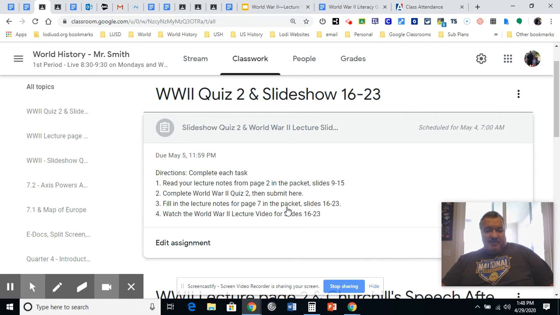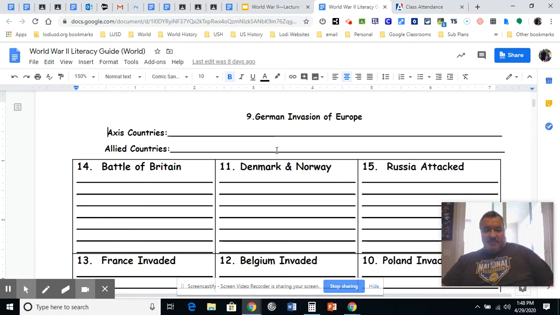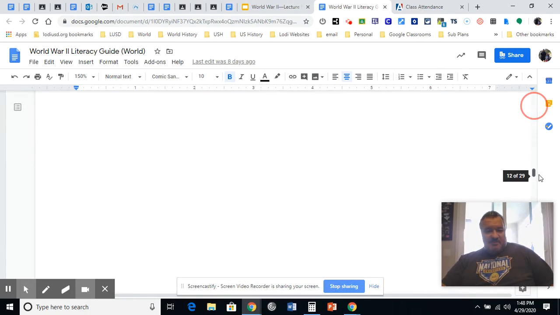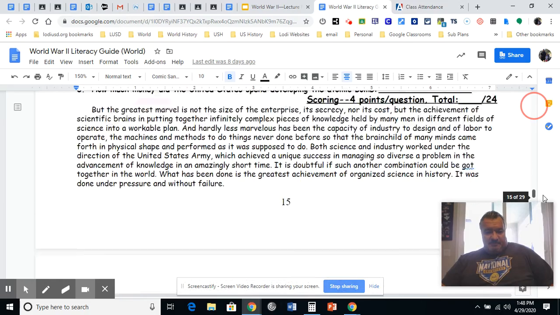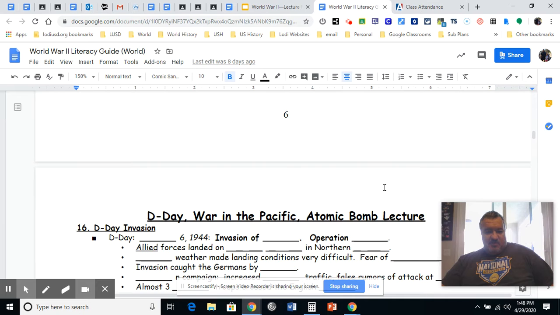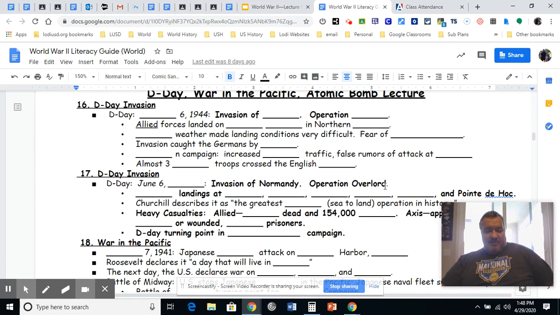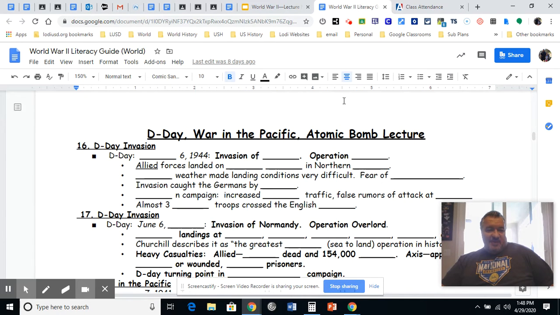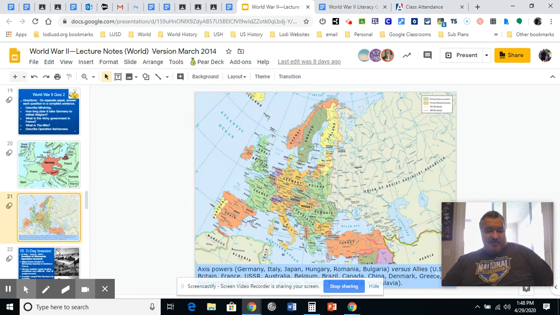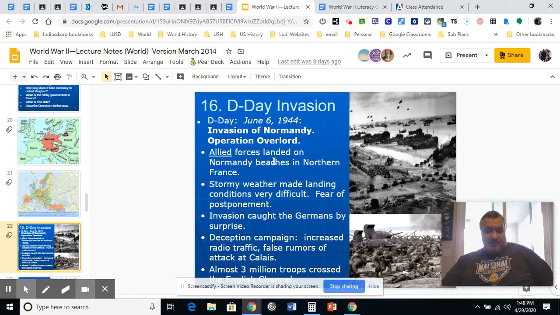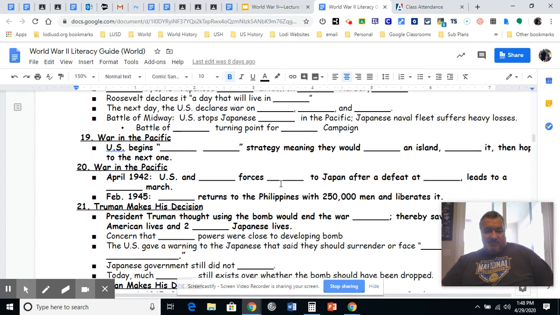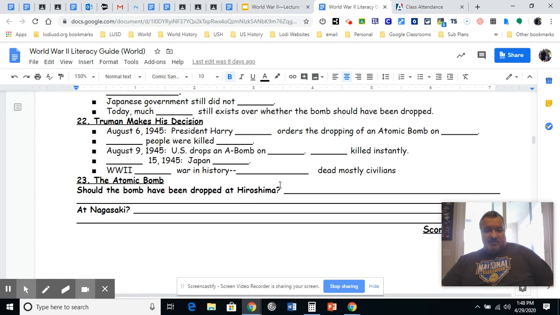And then turn to page 7 in your packet. Page 7 in your packet should look like this. Too far. Should look like this. D-Day, War in the Pacific, Atomic Bomb Lecture. Go ahead and pause this video at this time and just go ahead and fill in the notes. When you finish filling out the notes for this whole page, turn this video back on.